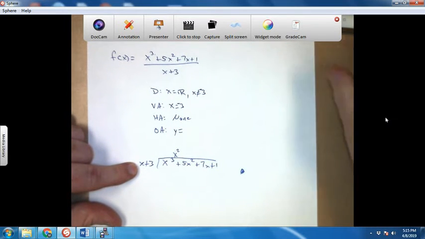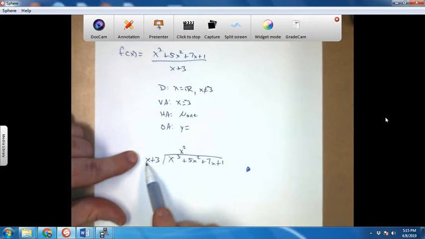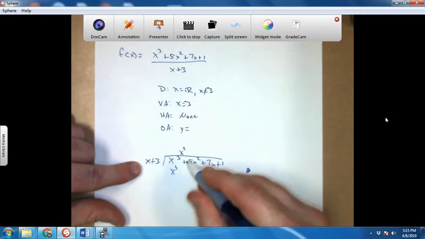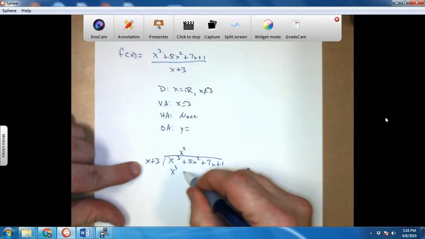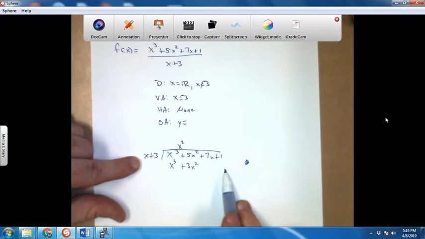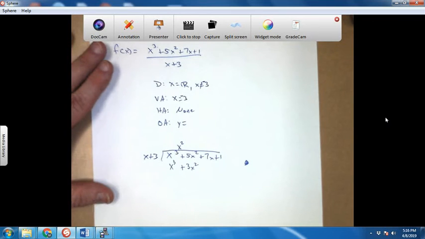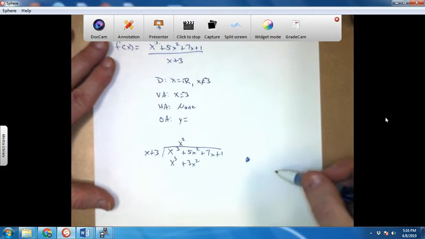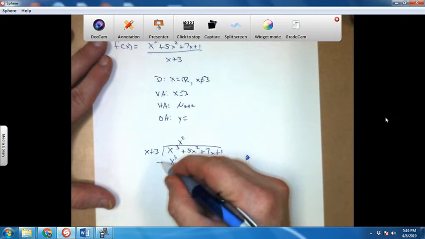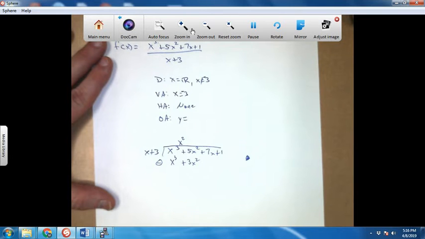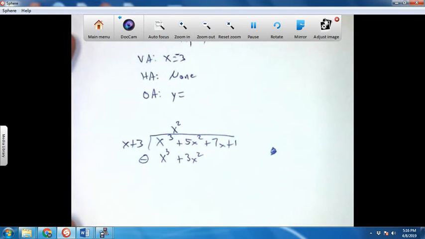Now I'm going to distribute x squared to both of these, so I'm going to multiply both of these by x squared. x squared times x is x cubed. x squared times 3 is 3x squared. Now I know it doesn't go all the way across, and it's not supposed to, and that's okay. Now, just like all long division when you were younger, I'm going to subtract.